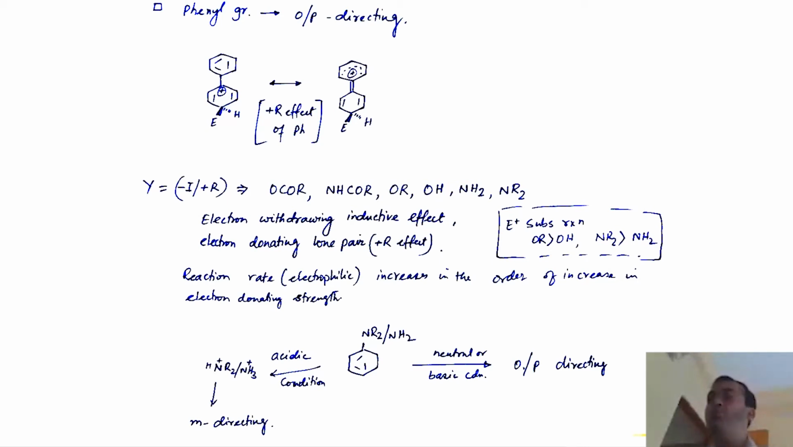Again, it is your homework to find out which one has the stronger plus R effect, because based on the strength, the reaction rate will depend. Okay. So in this case, how does this minus I happen?